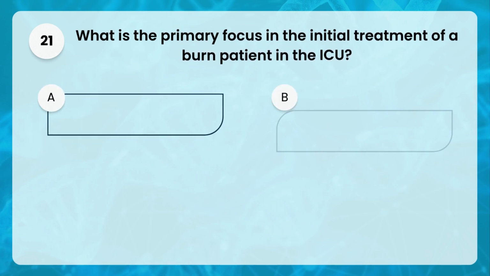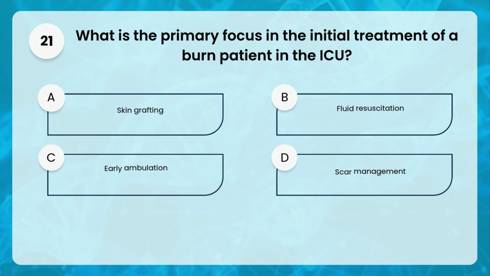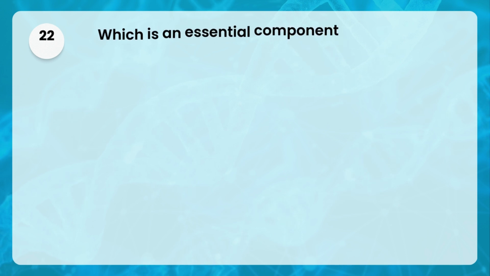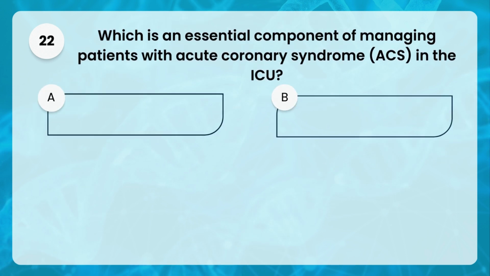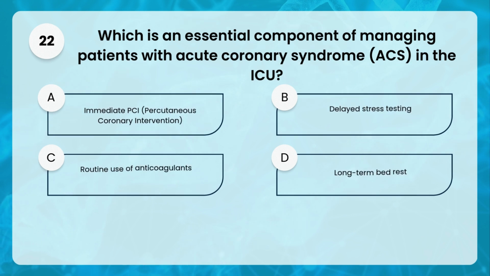Number 21. What is the primary focus in the initial treatment of a burn patient in the ICU? A. Skin grafting. B. Fluid resuscitation. C. Early ambulation. Or D. Scar management. The answer is B. Fluid resuscitation.